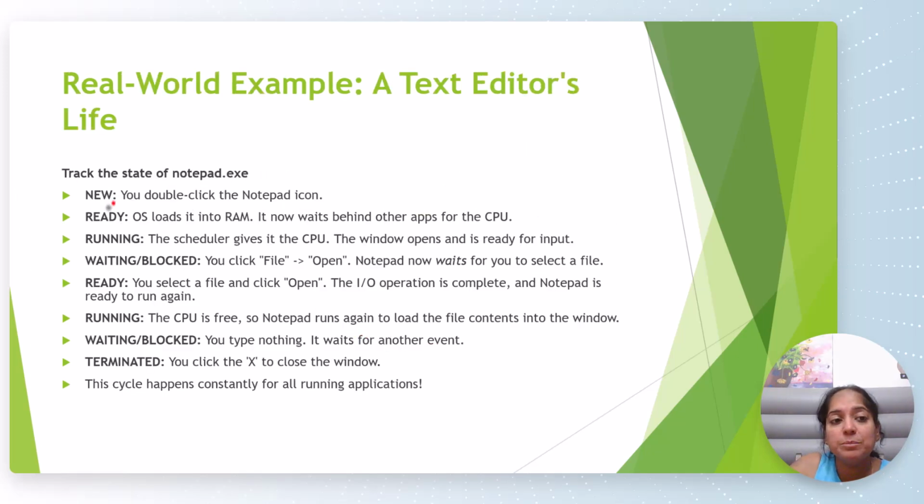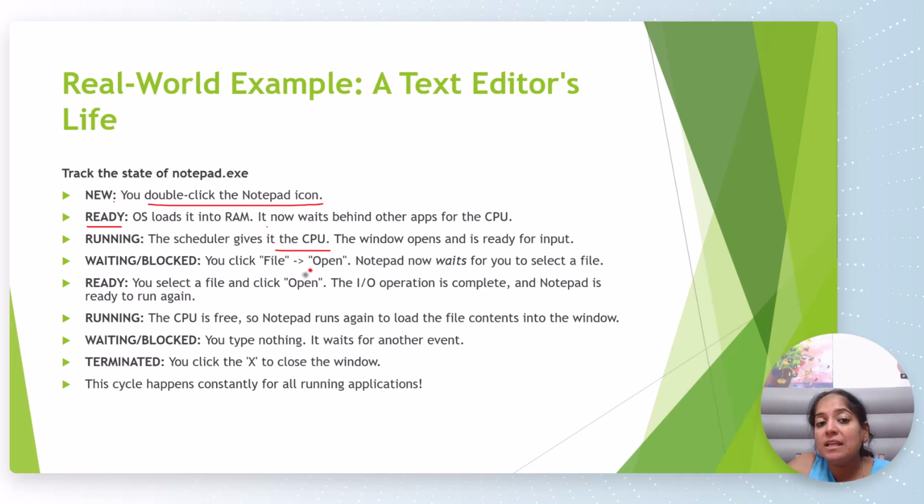A real world example: you double click the Notepad icon. So it is the new state. The operating system loads the Notepad program in the RAM. So it now waits behind other apps for the CPU. It becomes the ready state. Now the scheduler gives it the CPU, so the window opens up and is ready for input. Then it is the running state.